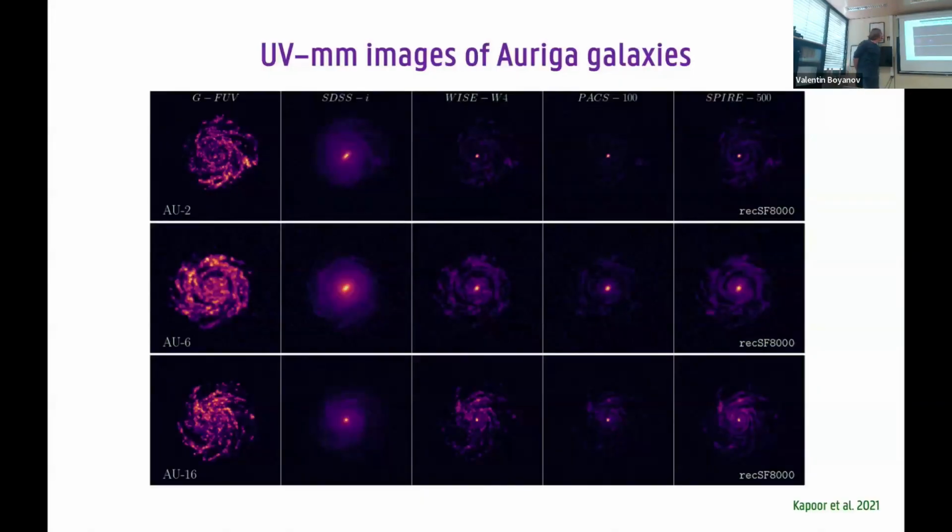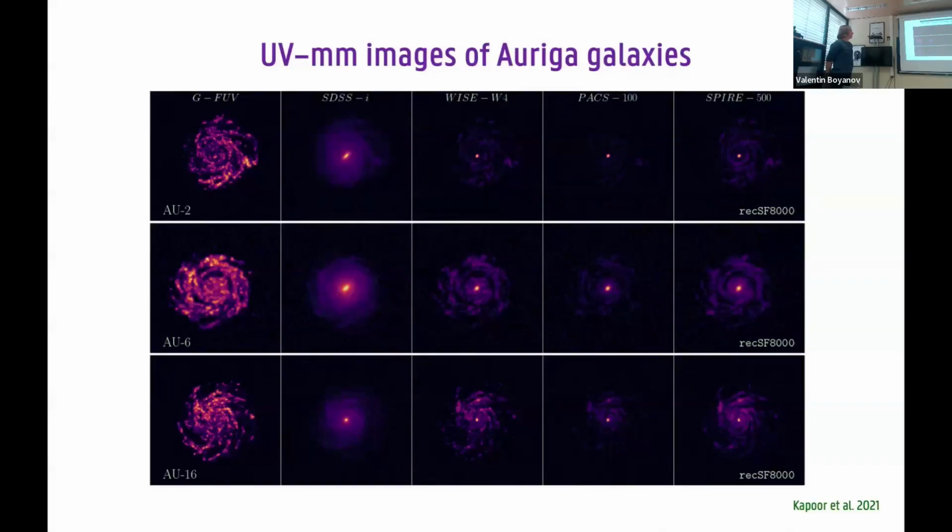And this is what we've been doing in the last few years. So this, for example, is a sample of Auriga galaxies. Auriga is a high-resolution simulation suite of Milky Way type galaxies. And here you see an overview. You don't see it that well on the projector. These are three different galaxies seen from far UV, optical, mid-infrared, far infrared, and millimeter. How the galaxy would look in these different wavelengths.